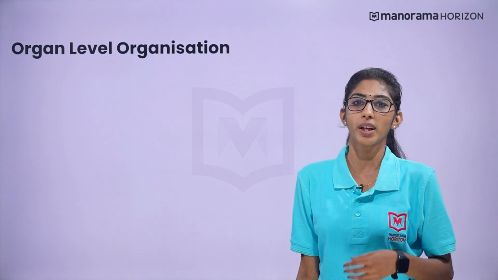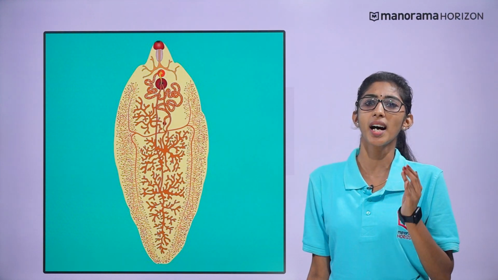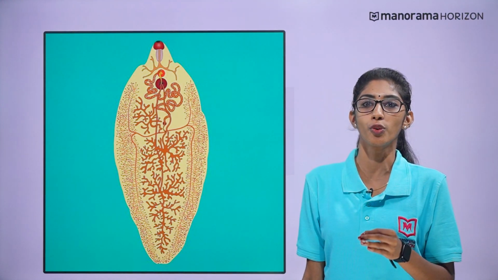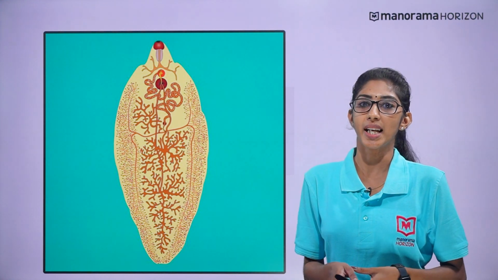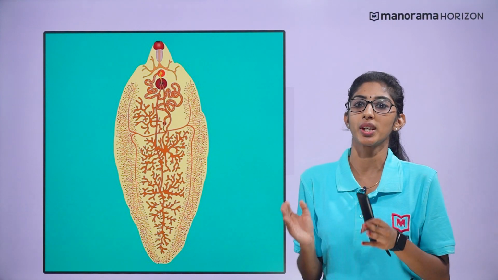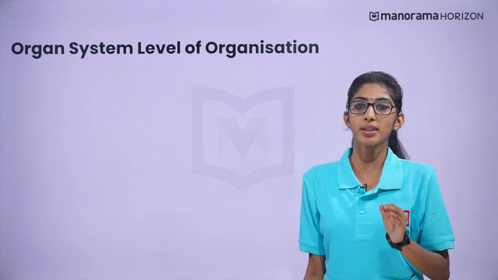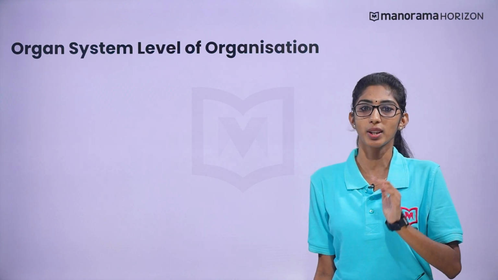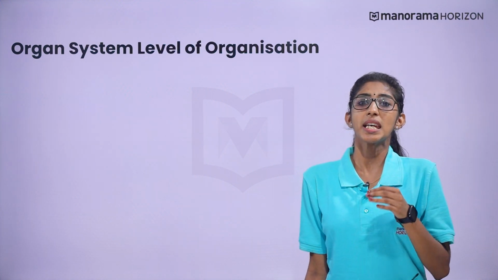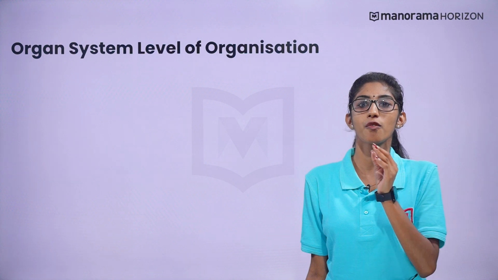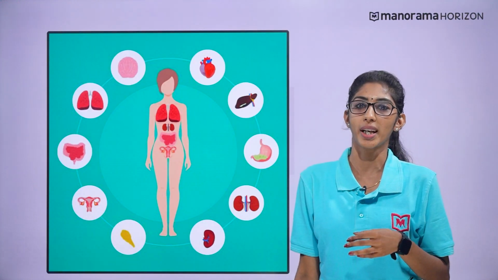The next type of organization is the organ level. In Platyhelminthes and other higher phyla, tissues are grouped to form organs, each specialized for a particular function. That is, the organ level of organization is present. In animals like annelids, arthropods, mollusks, echinoderms and chordates, organs have associated to form a functional system. Each system is concerned with a specific physiological function. This is called the organ system level of organization.